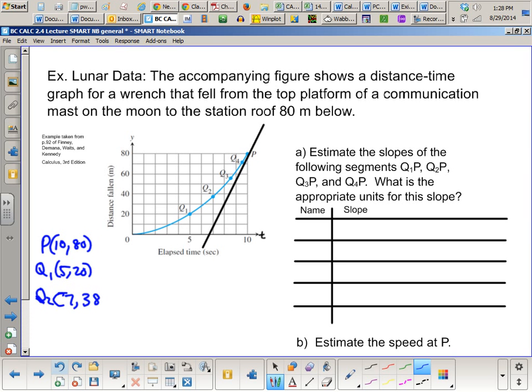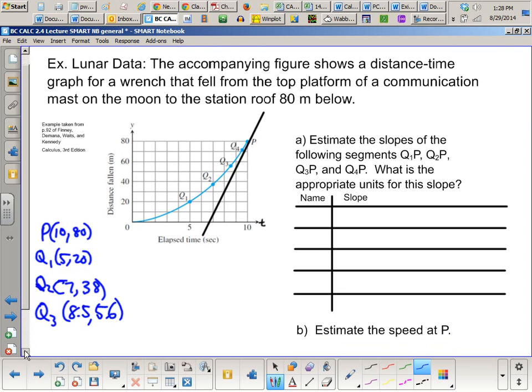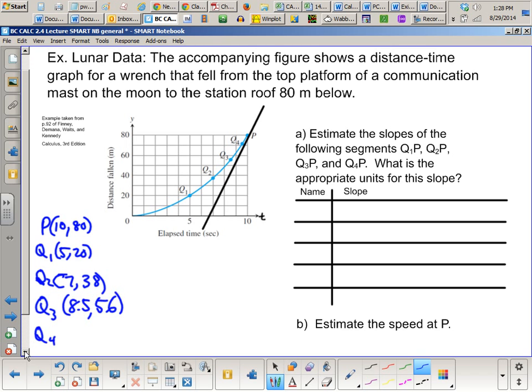I'm supposed to say Q2. Q3 looks like it's maybe at 8.5, 56 maybe. And the last one there, Q4, it looks like it's at 9.5, maybe 72. A little hard to tell. It doesn't matter, it says estimate. Okay? So let's just run through these.